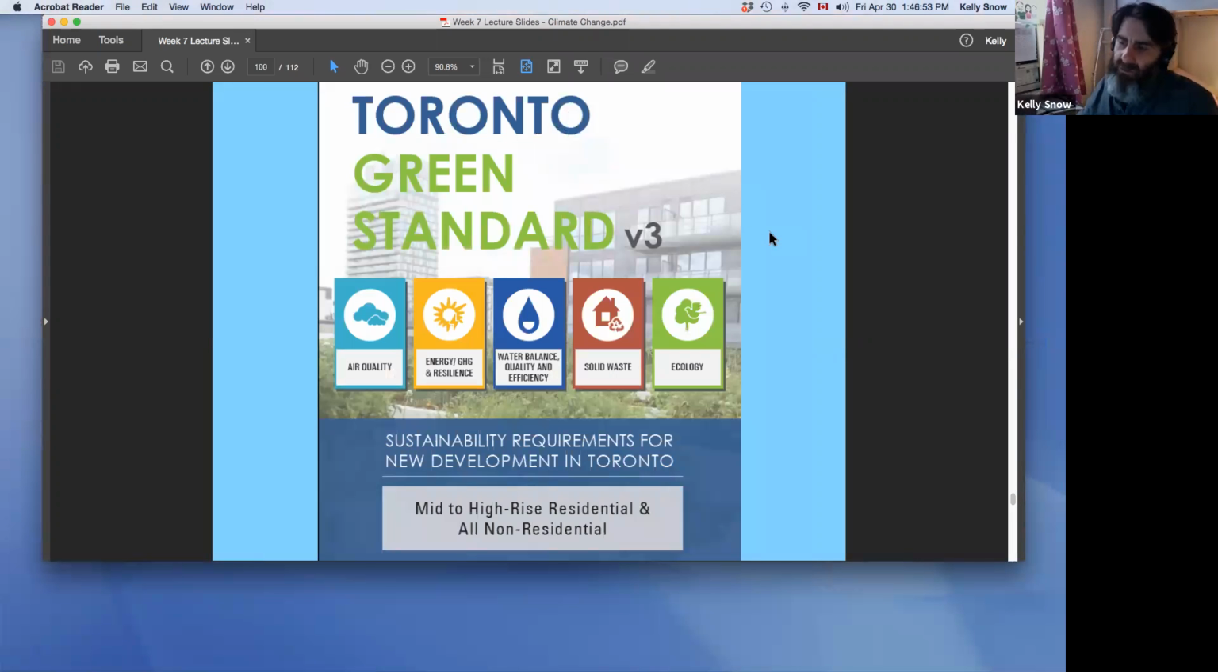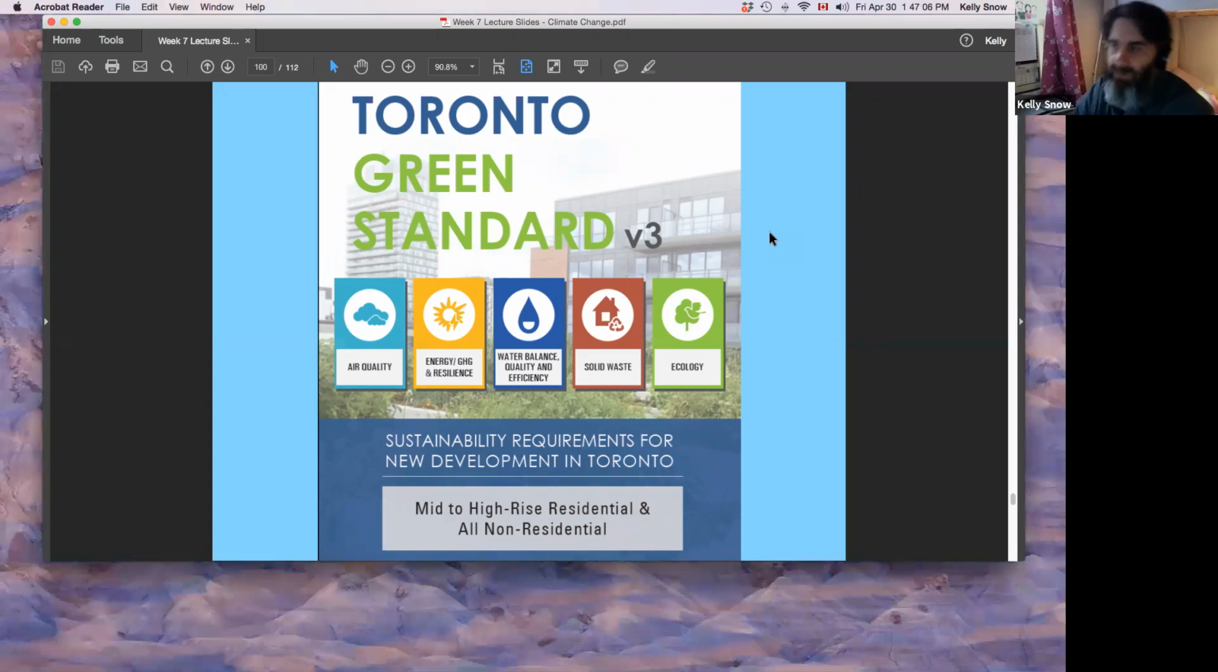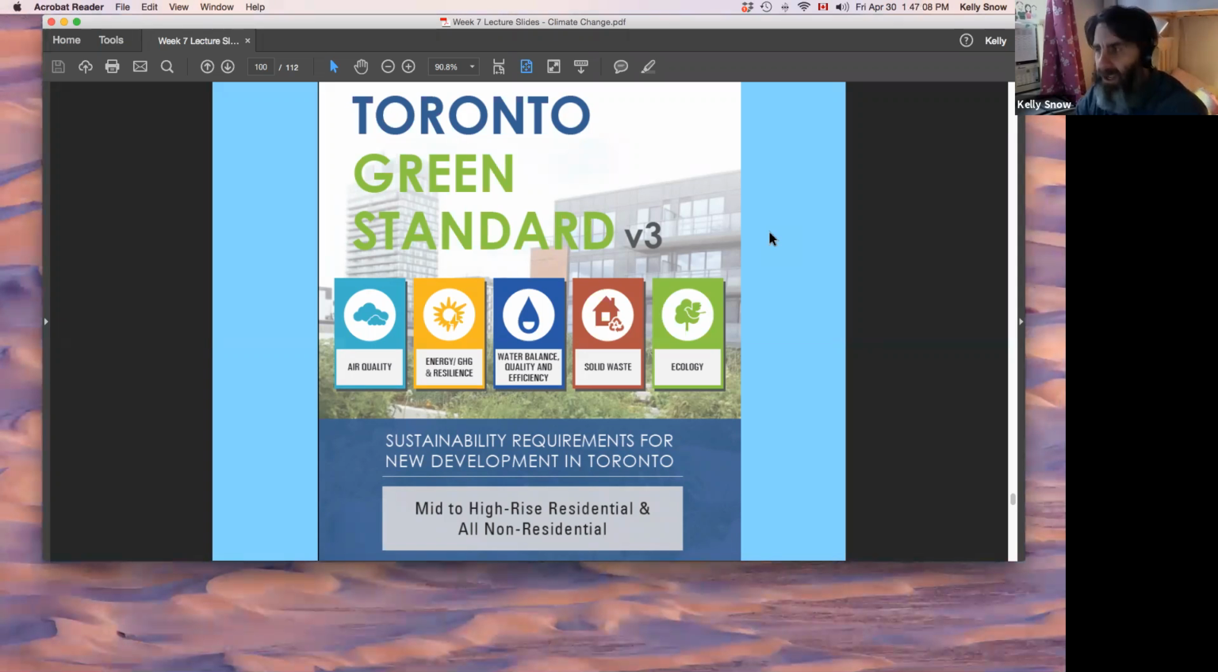So what is the city doing in terms of building buildings or regulating the built form? Well, we have this important tool. I helped to work on this in the ecology section. It's called the Toronto Green Standard, and V3 stands for version 3. This is the 3rd iteration of this document.